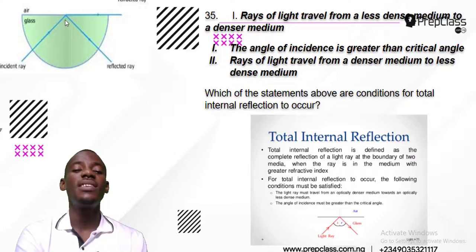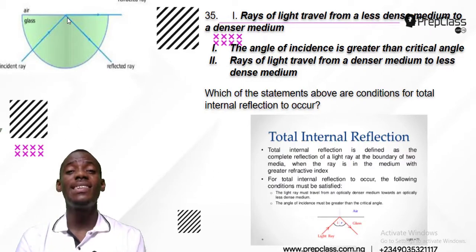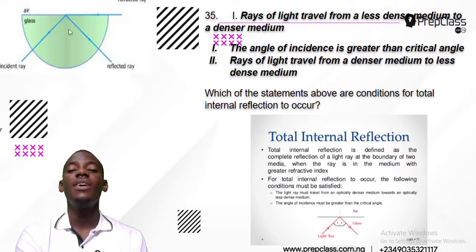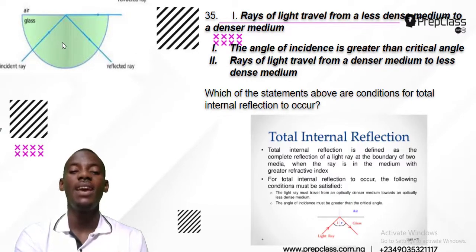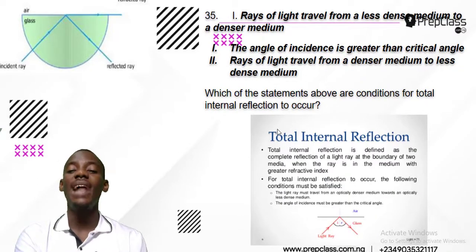The angle of incidence must be more than the critical angle, which is the angle whose refraction angle is 90 degrees, and that is the answer. So the two conditions are: it must be going from a thicker or denser medium like water or glass here to a less dense medium like air, number one. Then number two, the angle of incidence must be more than the critical angle, and that is the answer to that question.